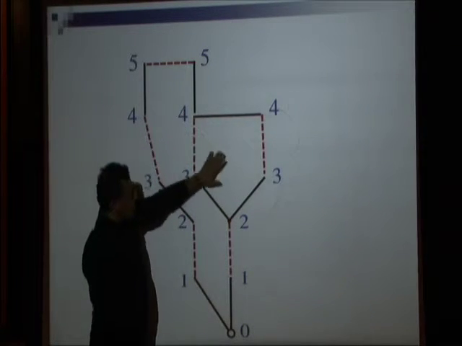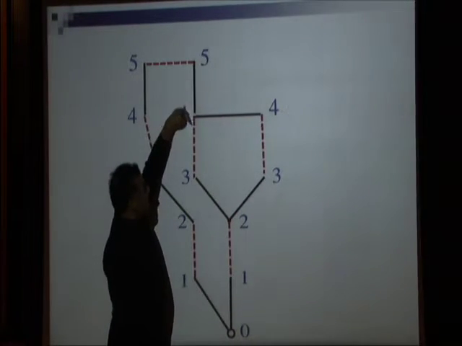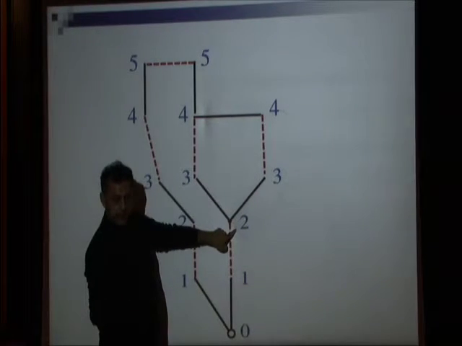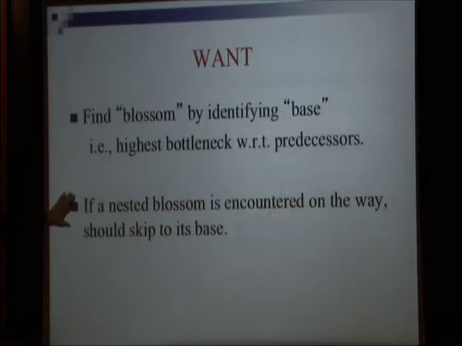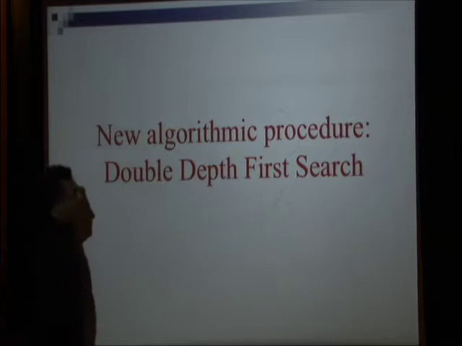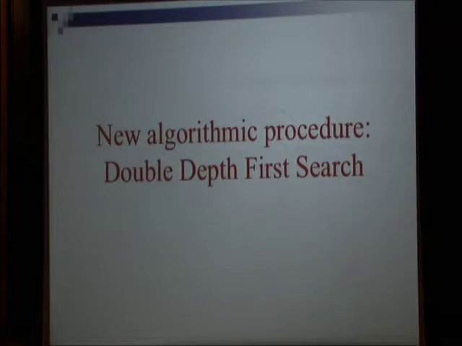So we want to somehow mark this blossom up so that if we find a predecessor and this vertex is inside this previous blossom, then we jump directly to the base. Okay, so assume that it gets done. I'll tell you how to do that in a moment. So if a nested blossom is encountered, skip directly to its base. Okay, and I'm going to show you this new, quote-unquote, new algorithmic procedure of double depth first search that does all this. Okay, and new because nobody knows it yet.